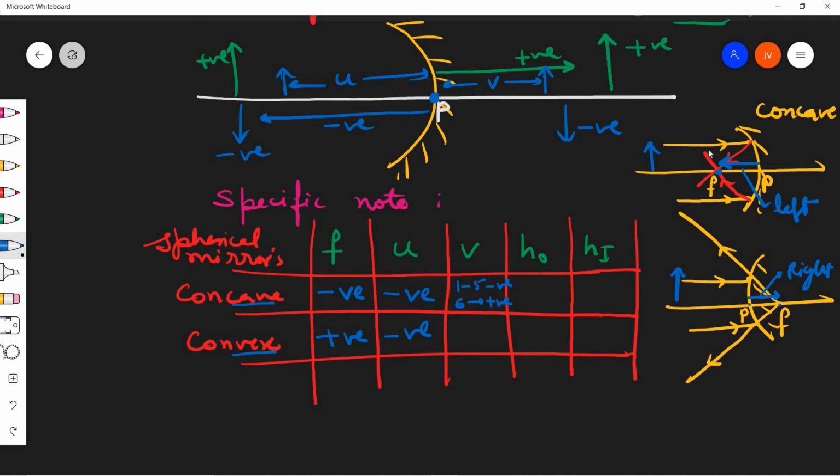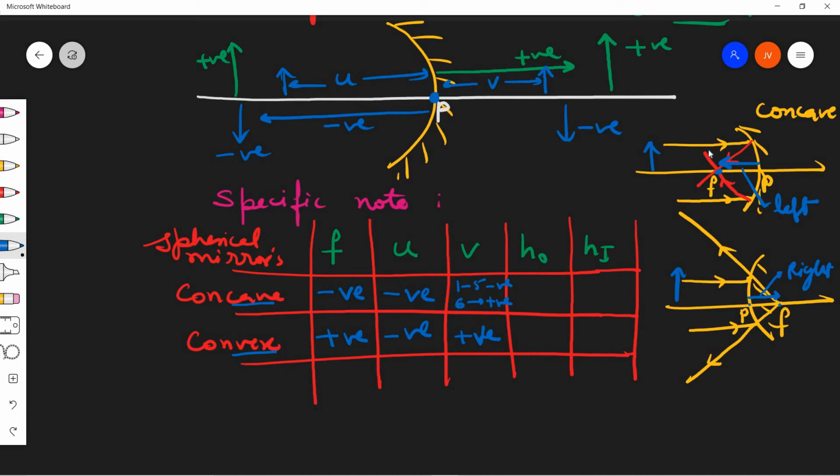In case of convex mirror, wherever the object is, image always forms behind. If the object is at infinity, the image forms at or on F. And if the object is between infinity and pole, the image always forms between F and P. So wherever the object is, the image always forms on the right side. So for convex mirror, image distance is always positive. Why? Because the image always forms to the right of the mirror.